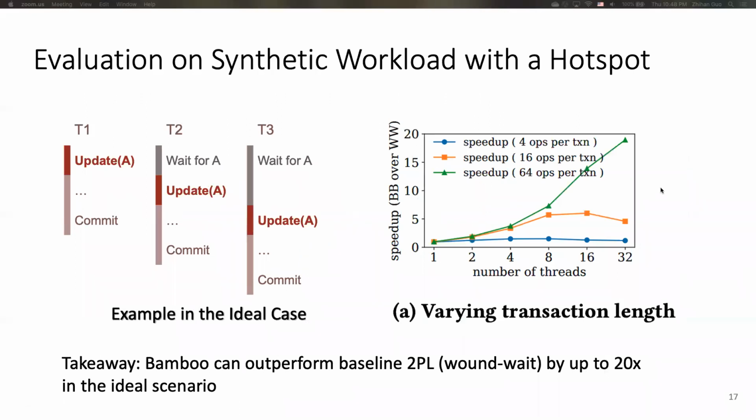So how much benefit can Bamboo bring us in the ideal scenario? We perform a simple synthetic test, as shown in the ideal case, where every transaction accesses the same hotspot at the beginning of the execution. And we can see from the figure on the right that as the length of the transaction increases, the speedup of Bamboo over the baseline in throughput increases as well. And when the time for accessing a hotspot takes up nearly just 1/64th of the total runtime, the speedup of Bamboo can be nearly 20x with 32 threads.